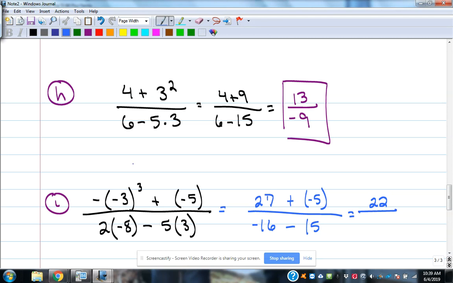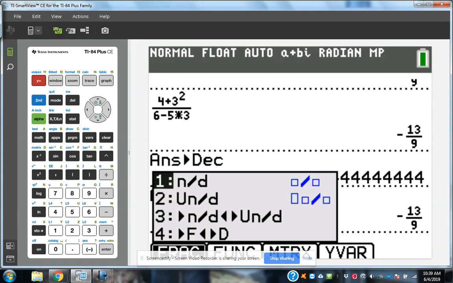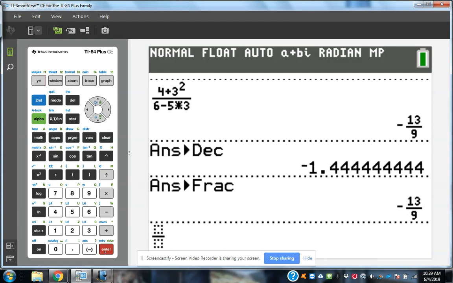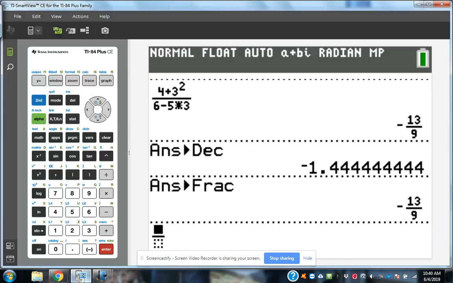-16 minus 15 is going to make more negative, so that'd be -31, and that's not going to reduce, so we leave that as that fraction. On the calculator, if we go to type that in, again, we're going to hit alpha y equals and get that fraction. And then I'm just going to type it in exactly like it was written, just like that.